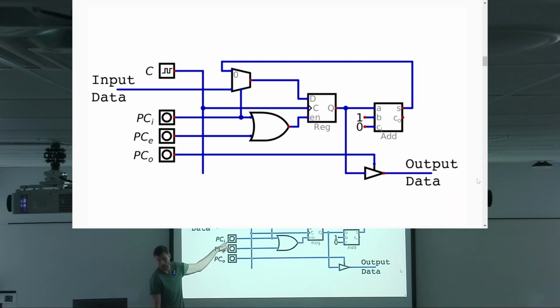If this is a 1, then I don't care if program counter is enabled. But if this is a 1, we take from the data input line. And that gets mapped to the register.